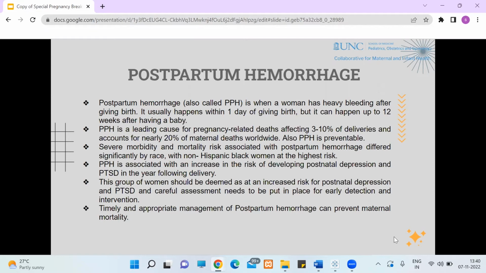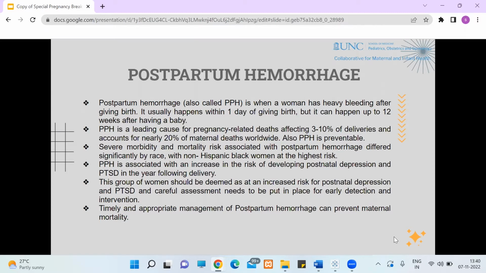It usually happens within 1 day of giving birth, and it can happen up to 12 weeks after having a baby. So postpartum hemorrhage is a leading cause for pregnancy-related deaths, affecting 3 to 10% of deliveries and accounts for nearly 20% of maternal deaths worldwide. One main thing is postpartum hemorrhage is preventable. So early prediction, early recognition, and intervention are crucial to reduce the likelihood of severe postpartum hemorrhage.